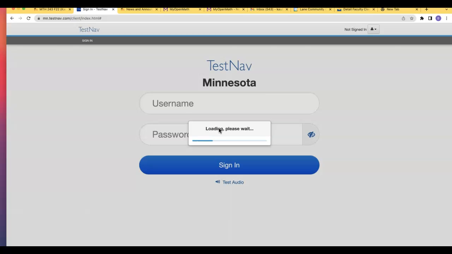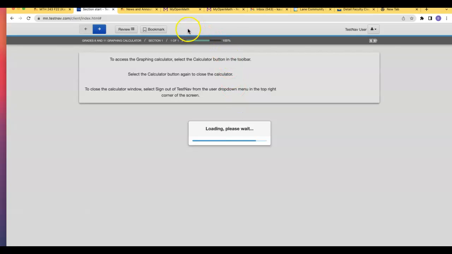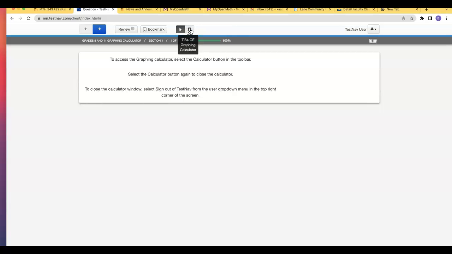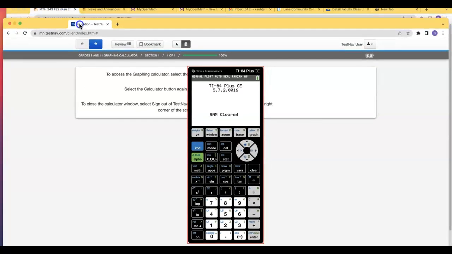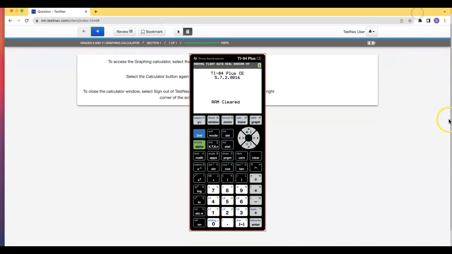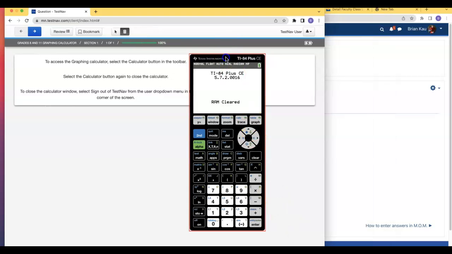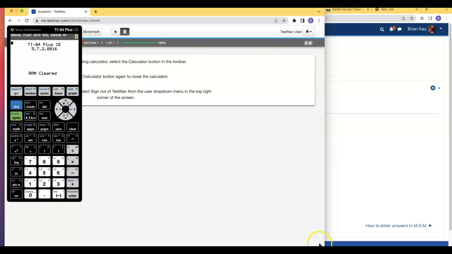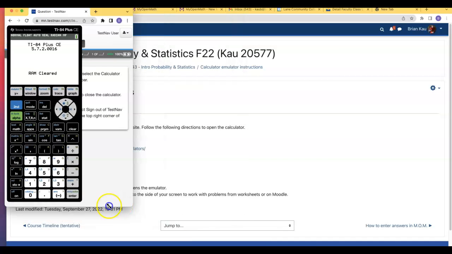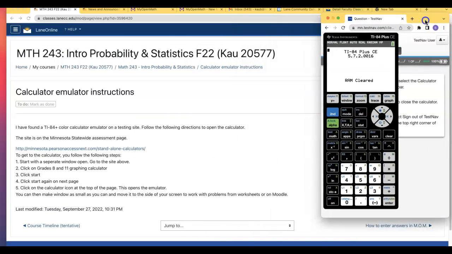Alright, push start twice and then the calculator will load up here on top. Then I'm going to pull this tab off so it's a different window, and minimize this window down so that I can see the other window and still work on the graphing calculator. Just move it over there so I can see the problem when we get to it.